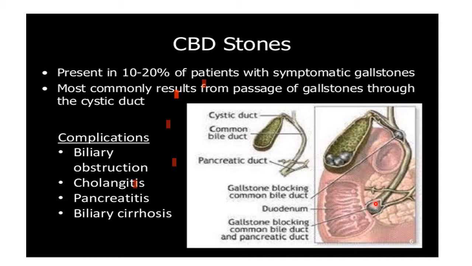Complications of bile duct stones. The most important complication is biliary obstruction with cholangitis, usually also known as ascending cholangitis, which can lead to early septicemia and septicemic shock. Other complications include pancreatitis and chronic biliary obstruction.